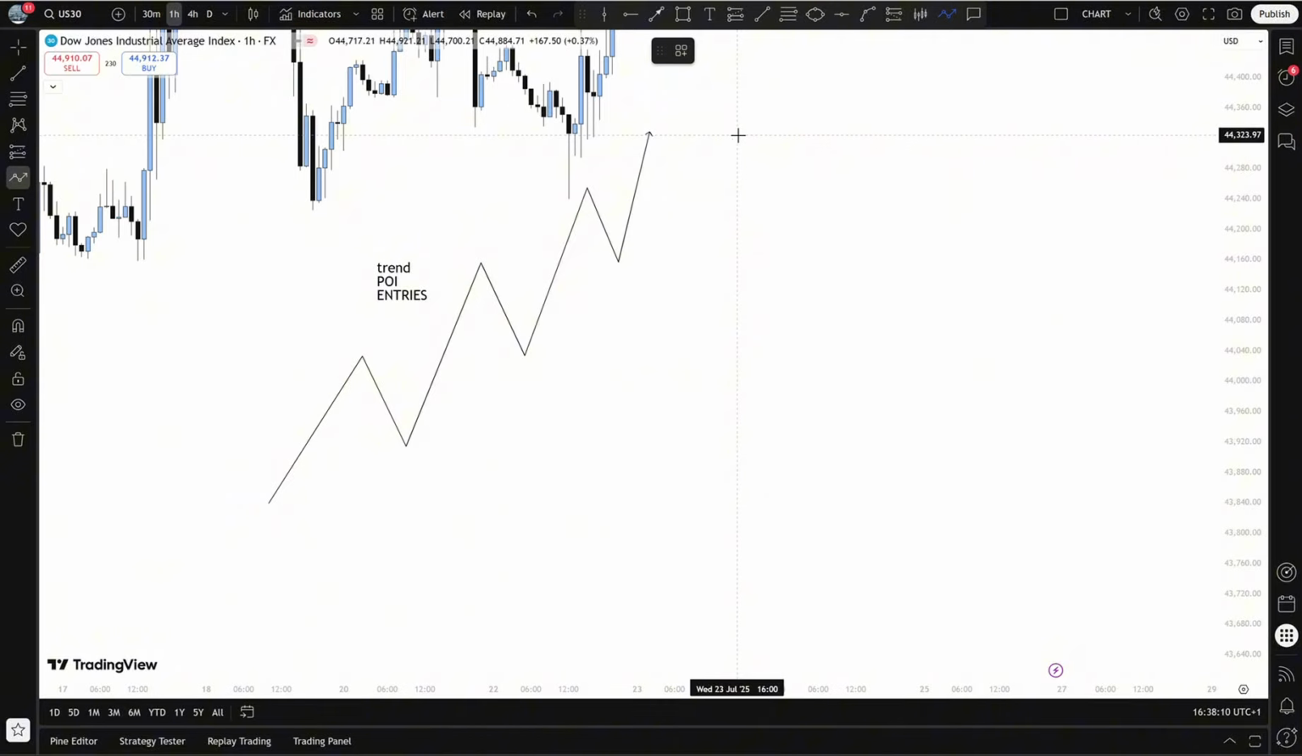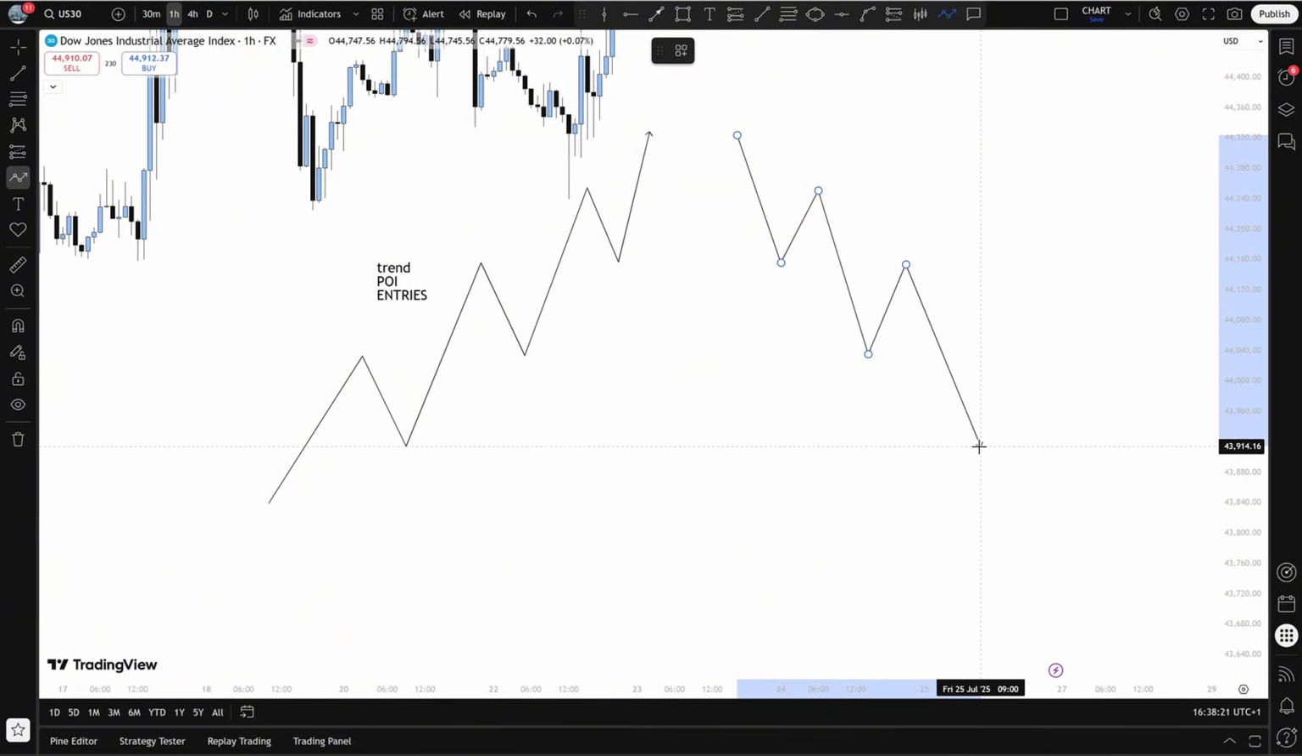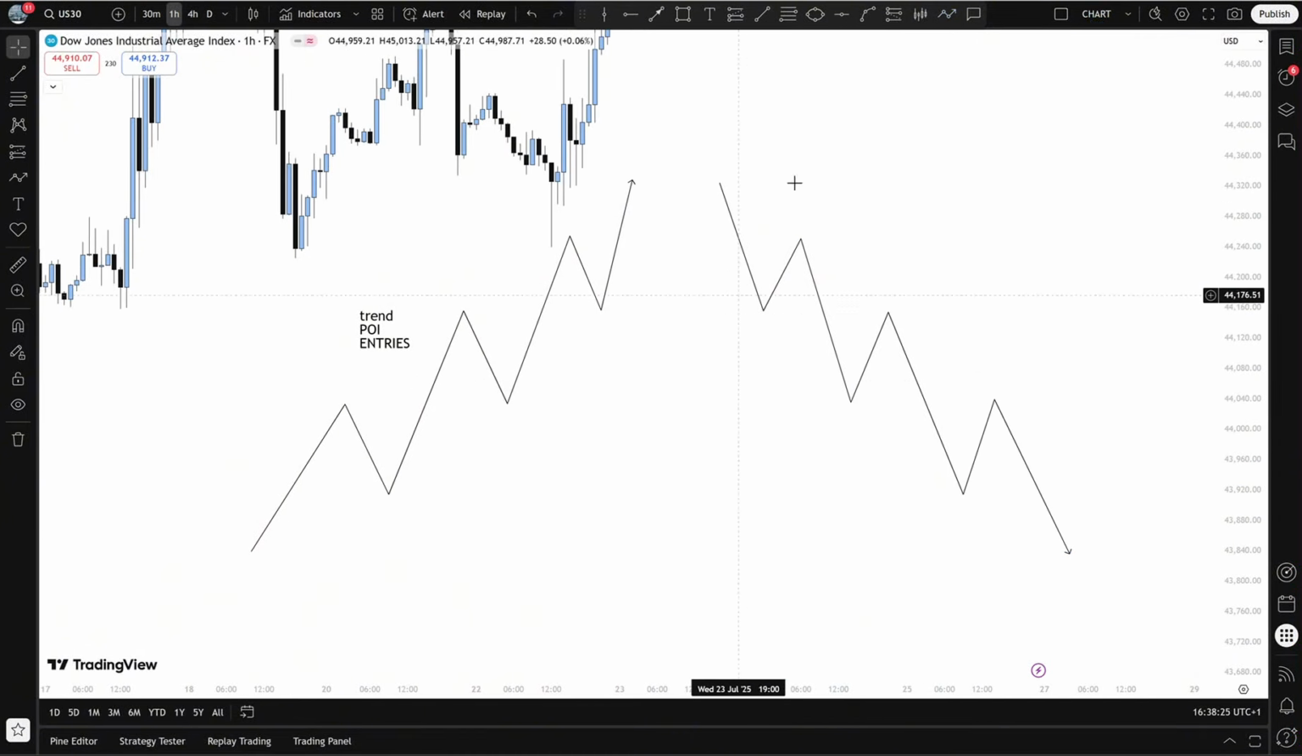Now, if price is heading to the downside, price will be giving you a series of lower lows and lower highs. Lower lows like this and lower highs like this. A lower low like this and also a lower high like this. Right, now this is the trend of the market.